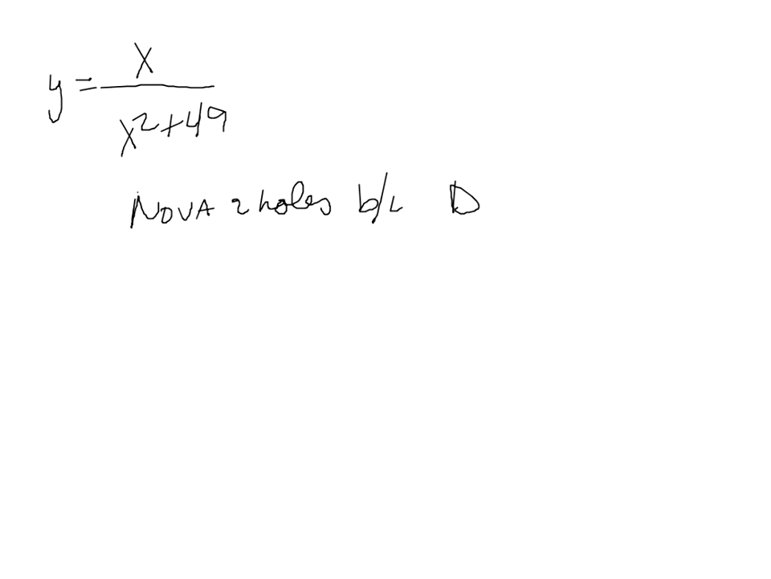So let's look at x over x squared plus 49. So this has no vertical asymptotes or holes because its domain is all real numbers. So this doesn't factor. Remember, x squared plus 49 doesn't factor. And so its domain's all real numbers, so there's no vertical asymptotes or holes.